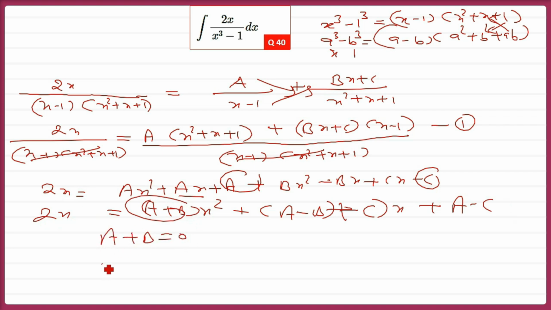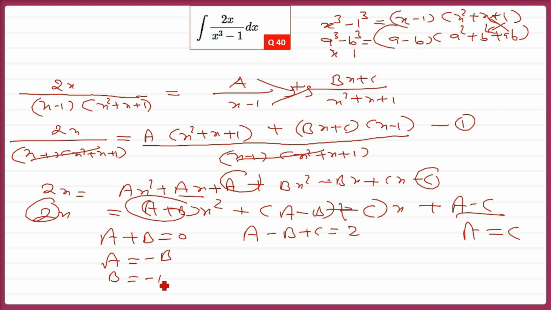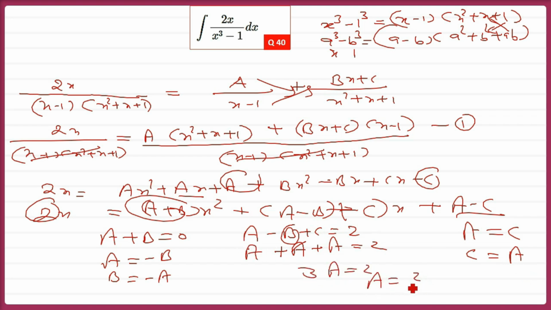So a plus b will be equal to 0, a equals negative b from here. And a minus b plus c will be equivalent to 2 on the left. A minus c on the left is 0, so a will be equal to c. So b becomes equal to negative a, c becomes equal to a. Now put it here. So what do we get? Because we replaced a by minus b, it became plus. So 3a equals 2, a becomes equal to 2 by 3. So c is 2 by 3, b will be negative 2 by 3, and a will also be 2 by 3. We'll put this value here.